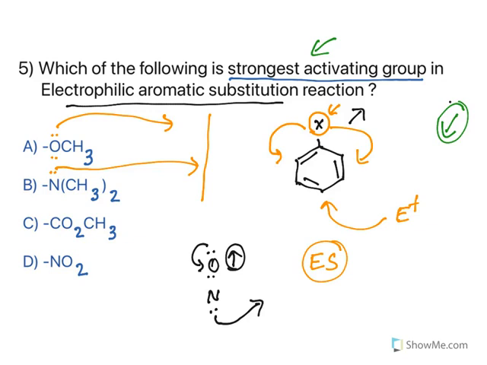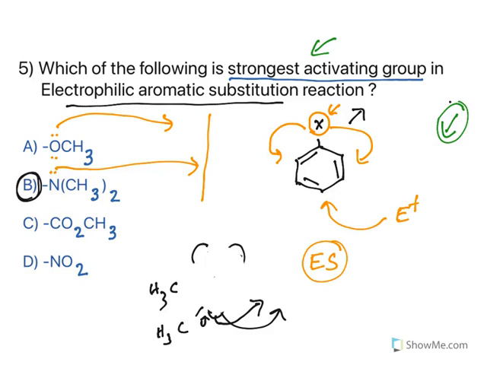Now apart from that, look at this. Nitrogen is attached with two methyl groups. Methyl groups are electron donating in nature. So nitrogen can easily donate the electron pair. Again, methyl groups are electron donating in nature. So the donating ability of this electron pair increases. So this one is very strongly activating.